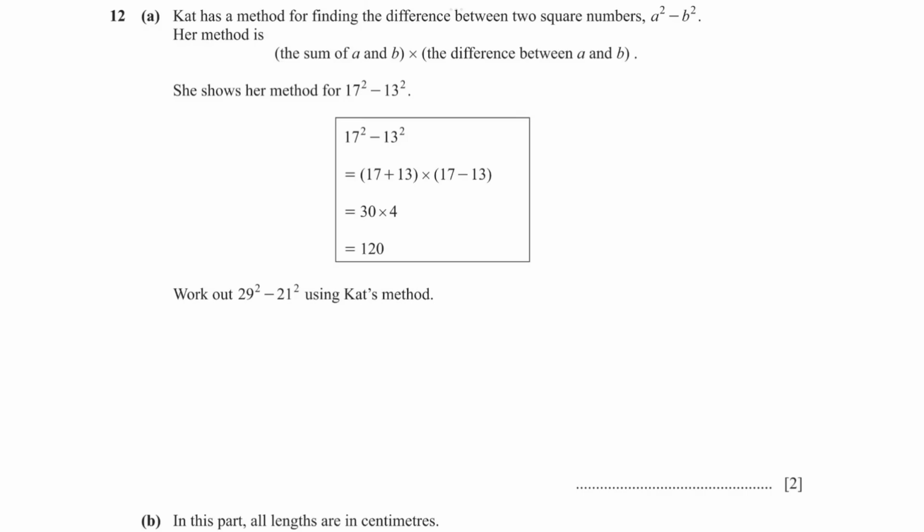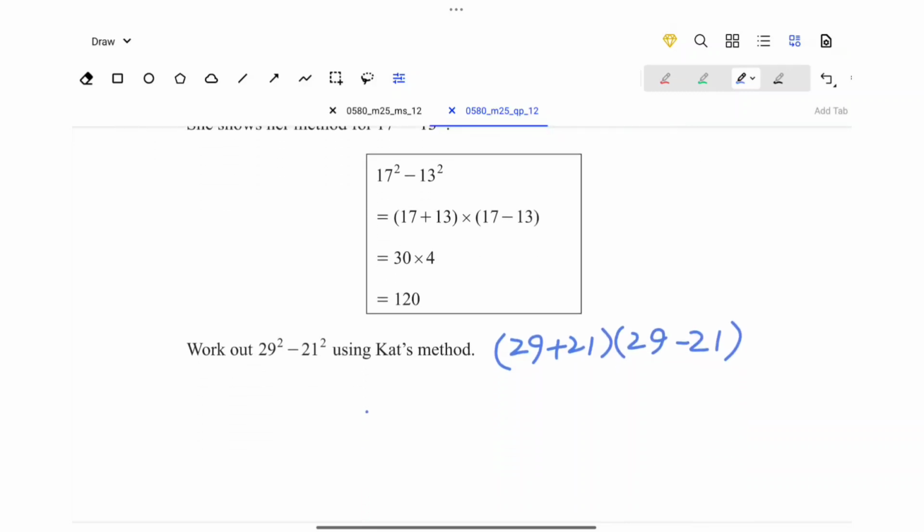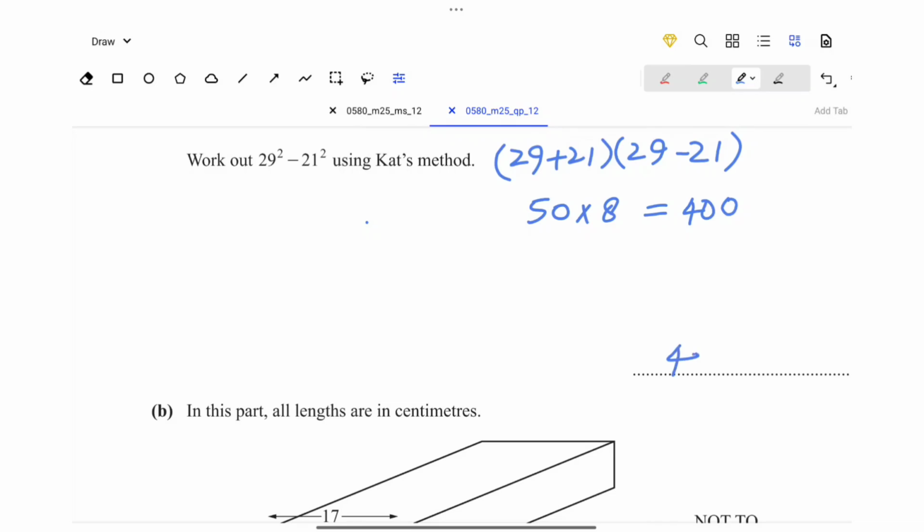So this is the solution: 29 plus 21 multiplied by 29 minus 21. These two numbers make 50, multiplied by 29 minus 21, which is 8. So it is 8 times 5, which is 40, so 400. The answer of this is 400.